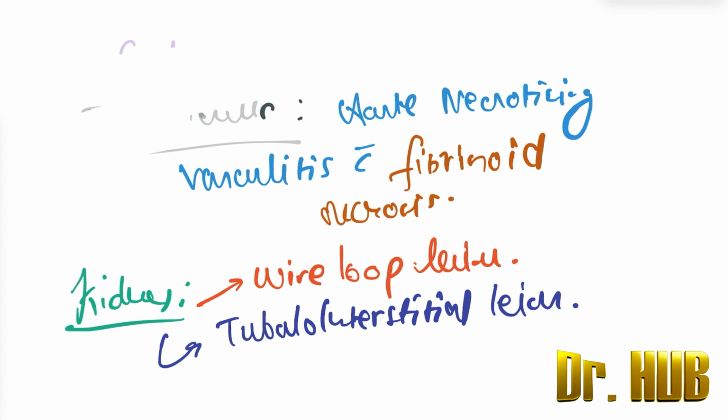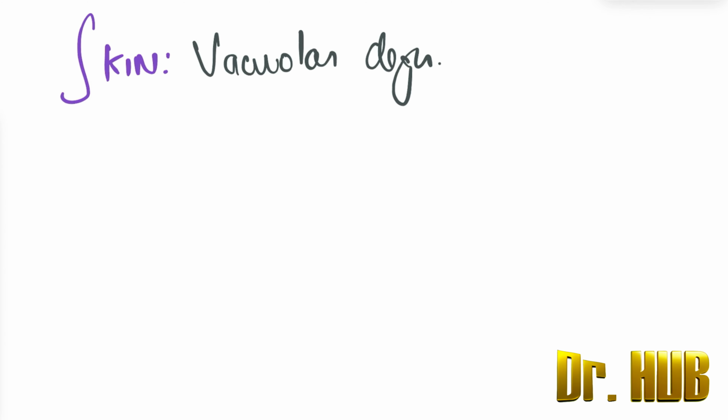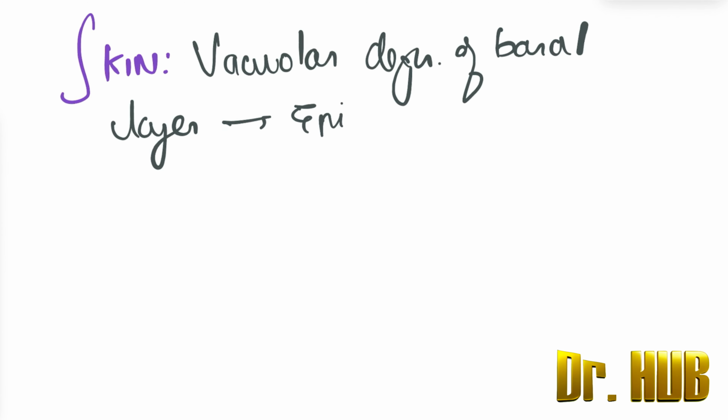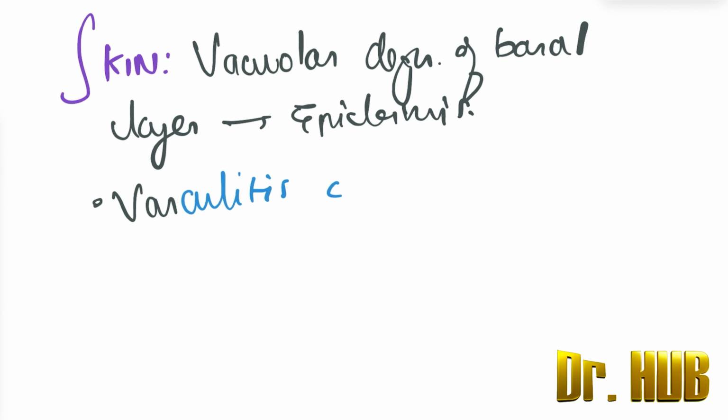Next we are going to do the skin. So what happens in the skin? In terms of the skin, there is a vacuolar degeneration, and this is of the basal layer of the epidermis, as well as there is vasculitis, and this is with the fibrinoid necrosis.